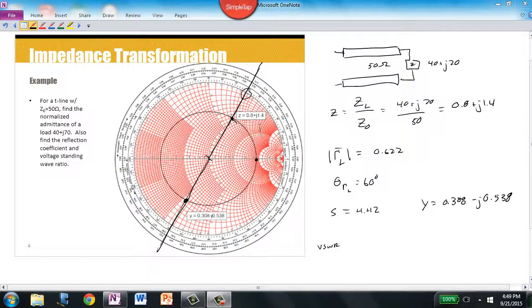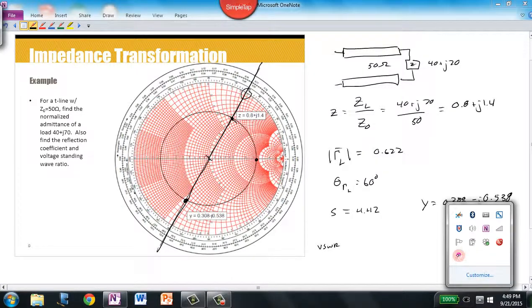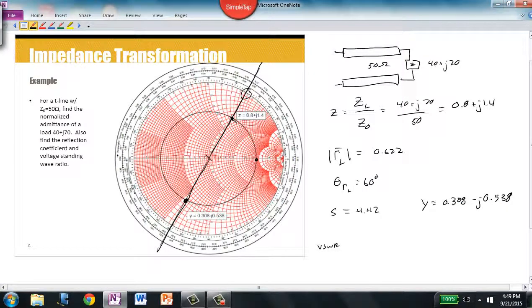By now, we've covered most of the major portions of the Smith chart. We know that these circles here represent constant resistances. We know that the arcs represent constant reactances. We know that the middle line represents pure resistance. We know that the outer circle represents pure reactance.